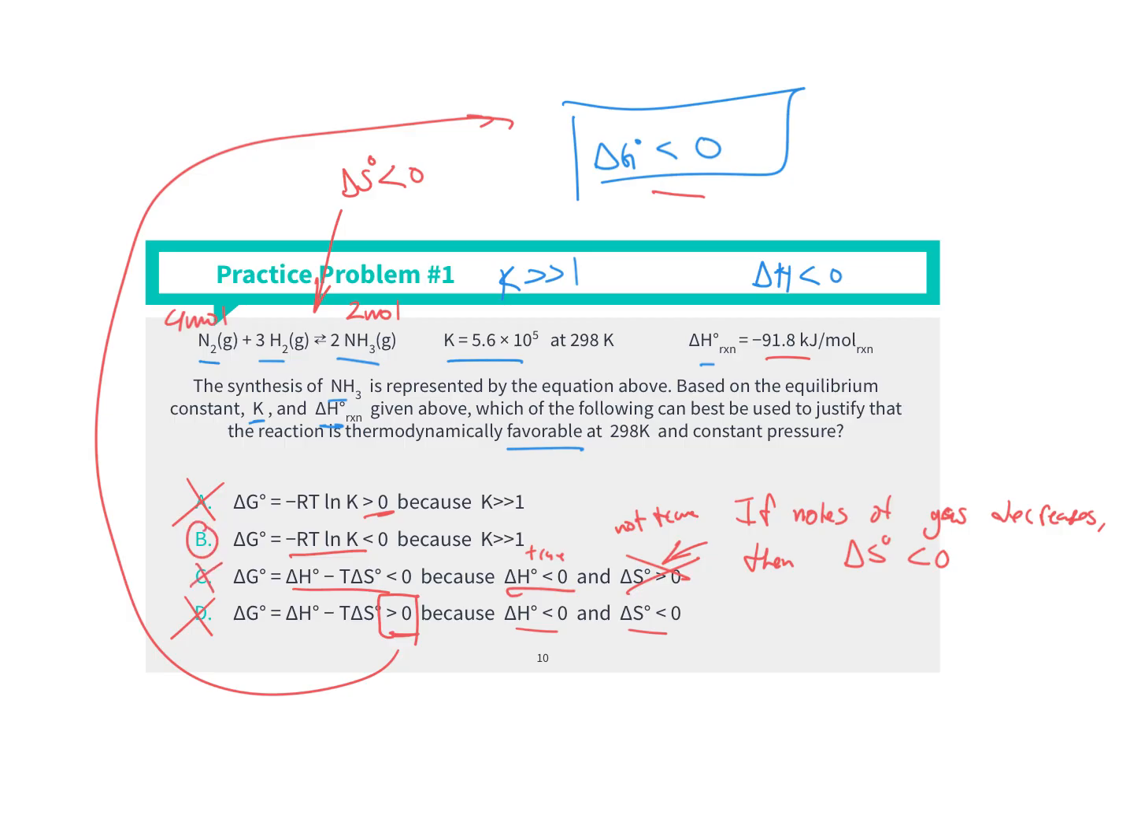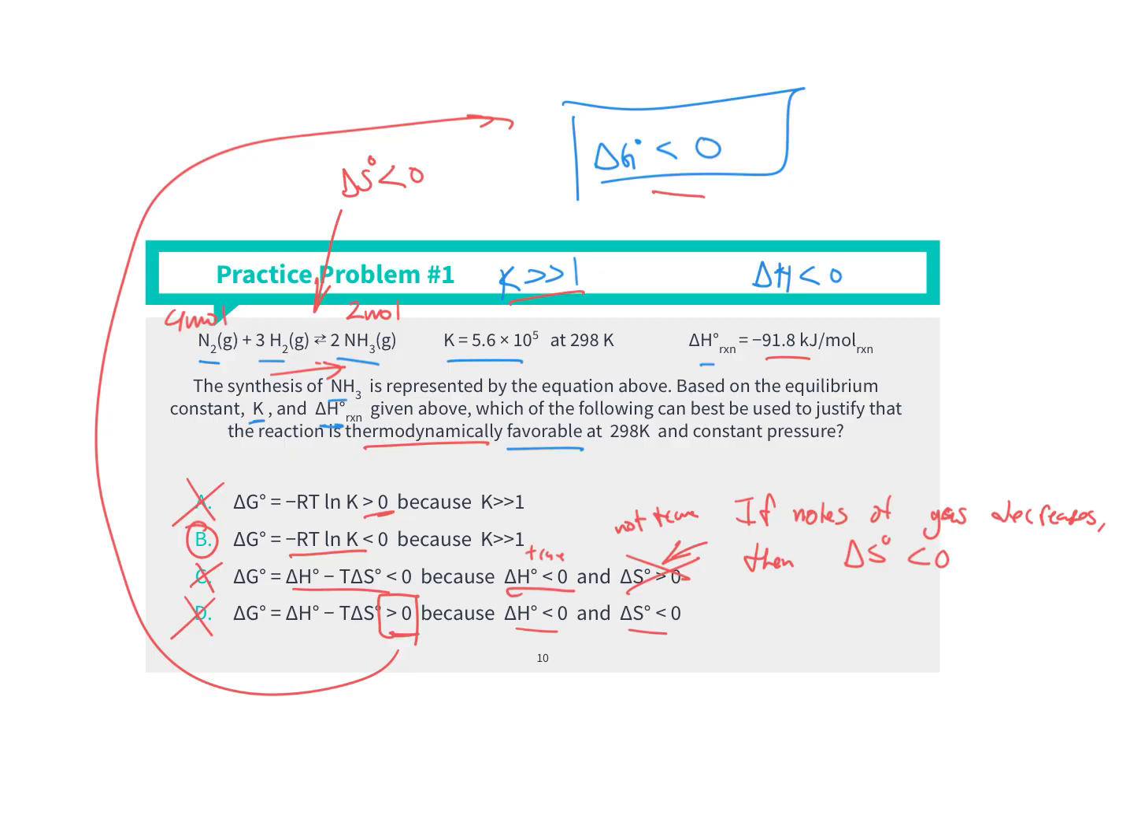And so the only explanation that makes sense here is B. Delta G must be less than 0. Because it's thermodynamically favorable in the right direction, that is what we were told, and because K is significantly greater than 1, right? We are told that K is 5.6 times 10 to the 5th, which means that the forward reaction is preferred. If the forward reaction is preferred, delta G must be less than 0, but answer choice C is just not a good explanation because delta S cannot be more than 0. Your entropy is going down, not up.